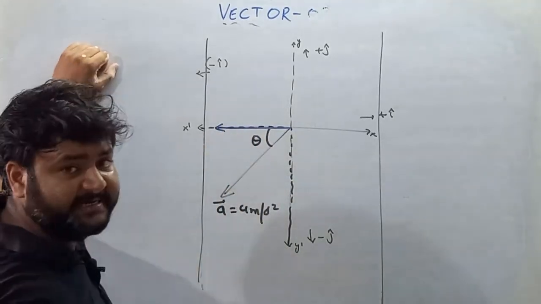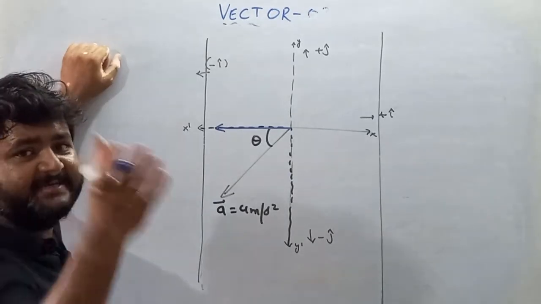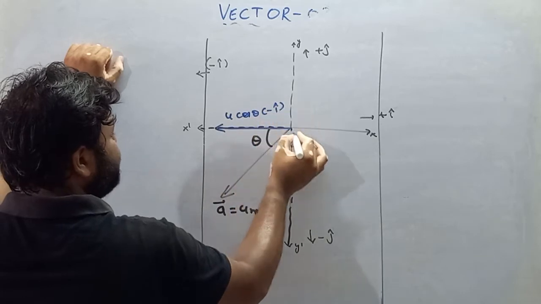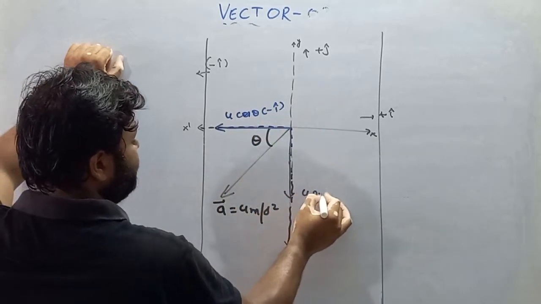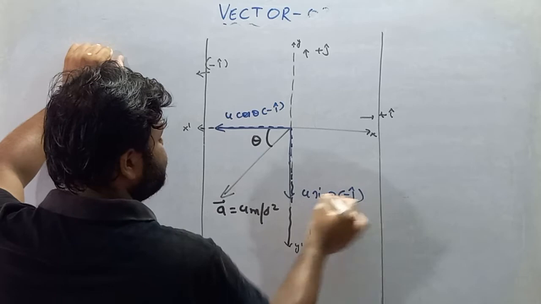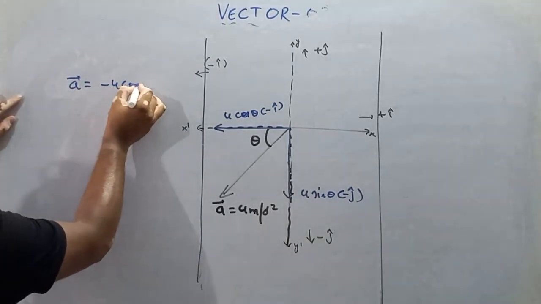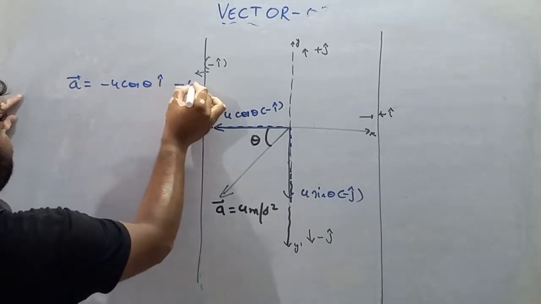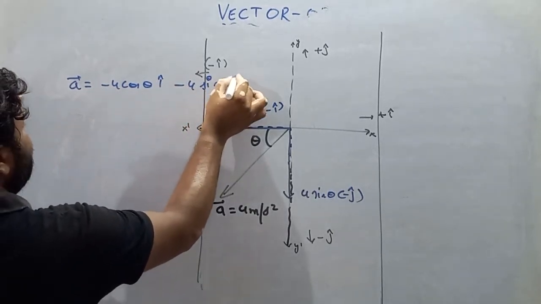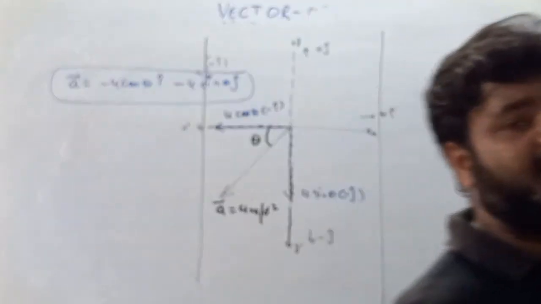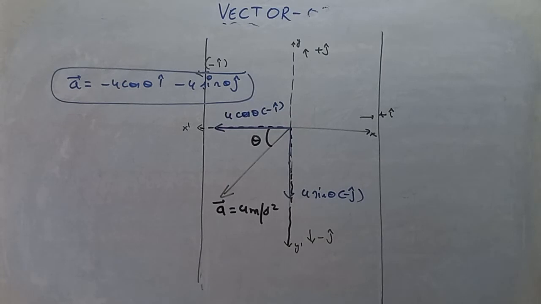So in this situation, acceleration is making angle theta with the x-axis. So the cos component is along the x-axis. So we'll write 4 cos theta minus i cap, and perpendicular to this 4 sin theta minus j cap. So we'll write A vector is equal to minus 4 cos theta i cap minus 4 sin theta j cap. Why minus, beta? Because both the components are lying along the negative axis, the x-axis as well as the y-axis. I hope it will be clear for you.